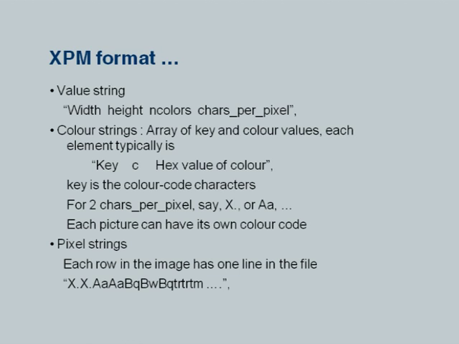The next one is called a color string, which is an array of key and color values. And each element of this string is something like a key, then a color code C, and a hexadecimal value of the color, again written as a string. So there are three items in that string, a key code.